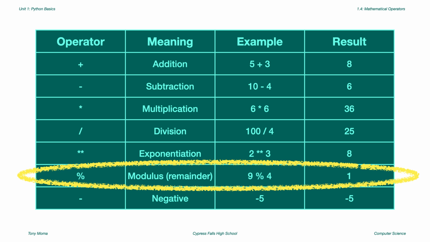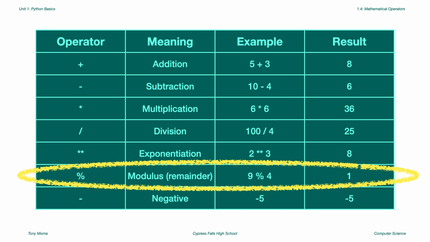So for example, here we have 9 modulus 4. There are 2 ways to look at this. One way is to look at it as, hey, we have 9 pizzas, and we want to divide it evenly by 4 people. Since we have 4 people, that means the most each person can get is 2 pizzas. After each person gets 2 pizzas, we'll have 1 pizza left. That 1 will be our remainder.